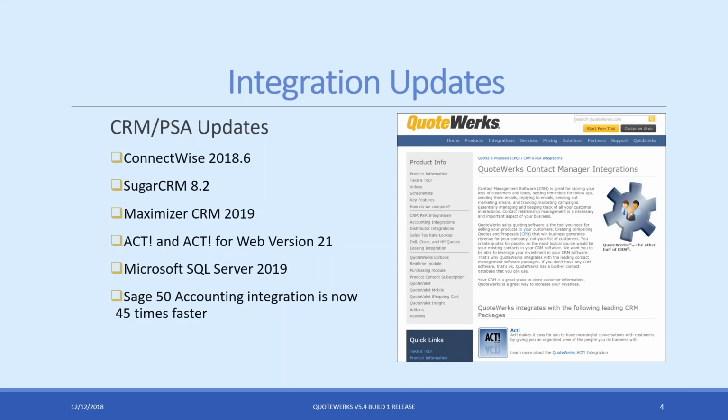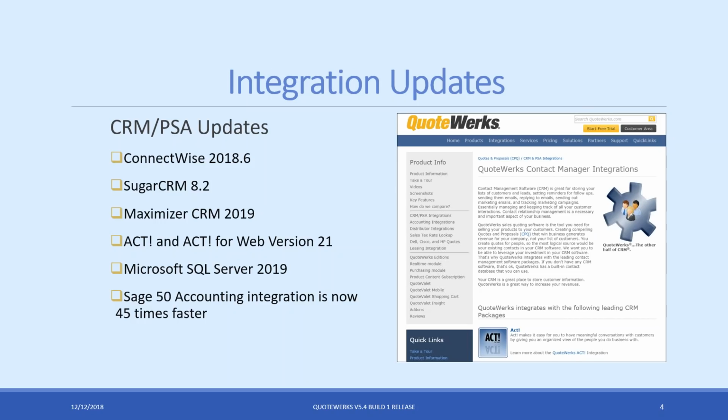So a couple of the integration updates. A lot of times the updates are going to include, especially around this time of year, updates to the new CRM and PSA versions that are released usually before the end of the year. So if you're running the latest version of ConnectWise 2018.6, you want to update to QuoteWerks version 5.4 that includes that integration. Same thing if you're running Sugar CRM 8.2, Maximizer CRM Live 2019. If you're running ACT and ACT for Web version 21, I know they are pushing that update out pretty soon here. So if you need to update to remain compatible with ACT, you can do that also.